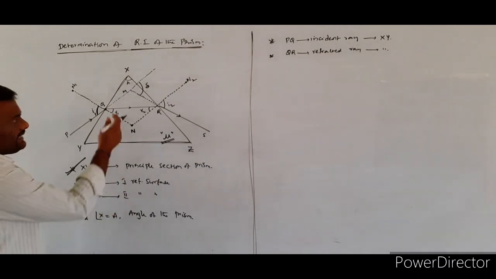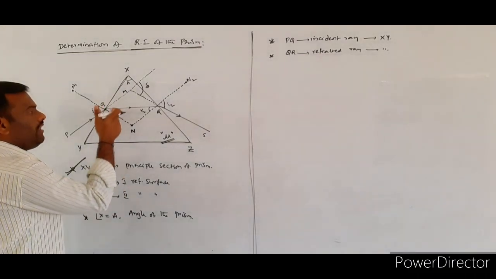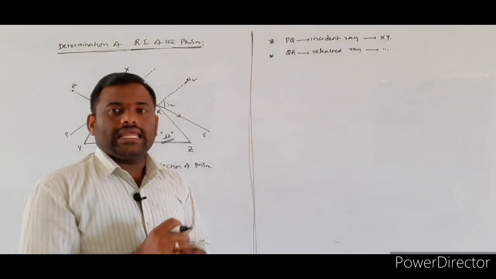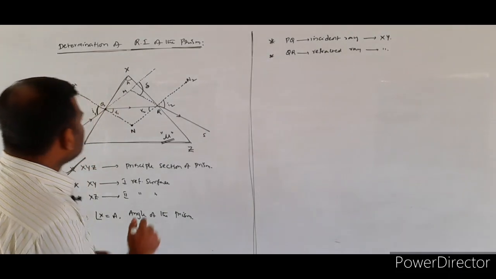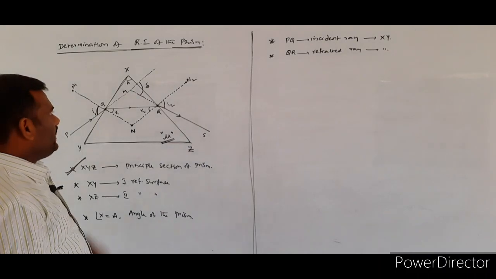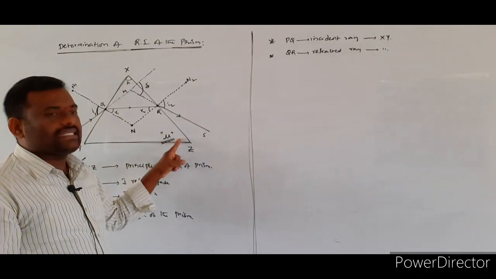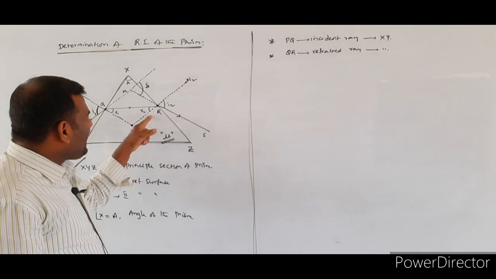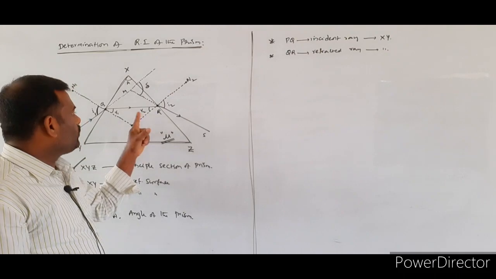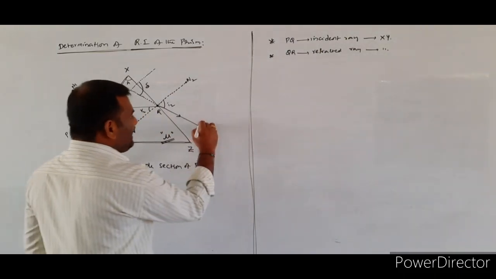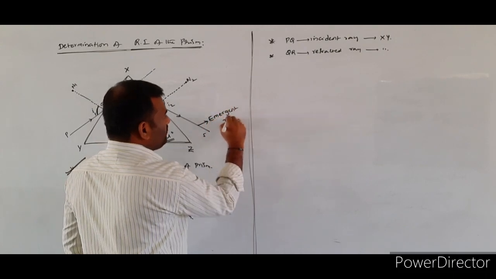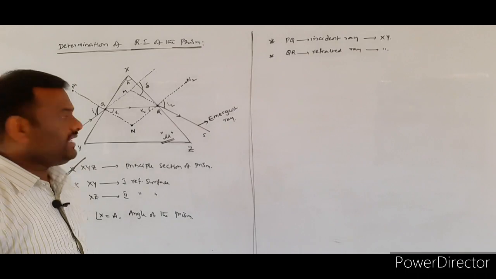From the figure, this refracted light ray makes some angle with respect to the first normal. That angle of refraction is denoted by R1. Now this refracted light ray is again incident on the other plane refracting surface XZ. The angle of incidence inside the prism is R2, and the outcoming light ray RS is called the emergent ray.